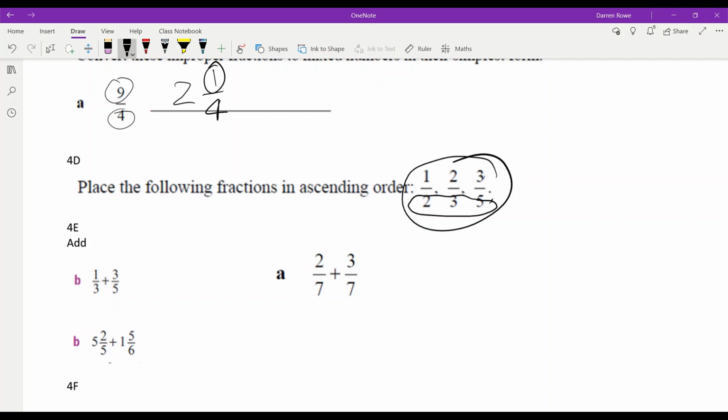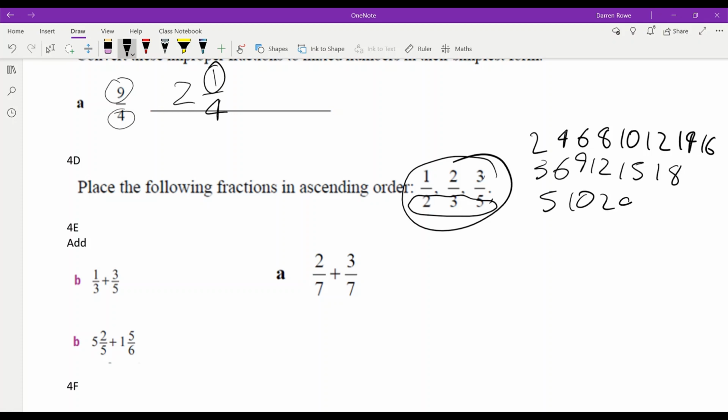But that's not always the best option. There might be a number earlier that they list in, so you can list them out: 2, 4, 6, 8, 10, 12, 14, 16. Then 3, 6, 9, 12, 15, 18, and 5, 10, 15, 20. Nothing is the same yet, so we've got to keep going: 25, 30, and 21, 24, 27, 30. And spoilers, it always goes higher when there are 3 numbers.